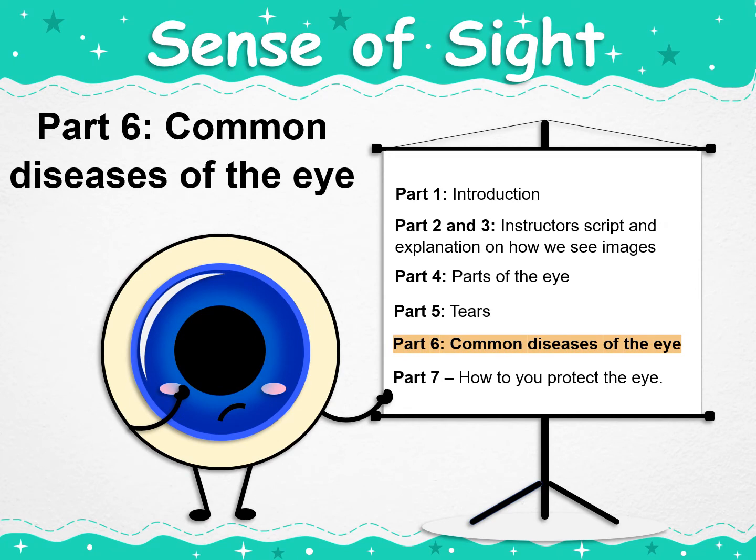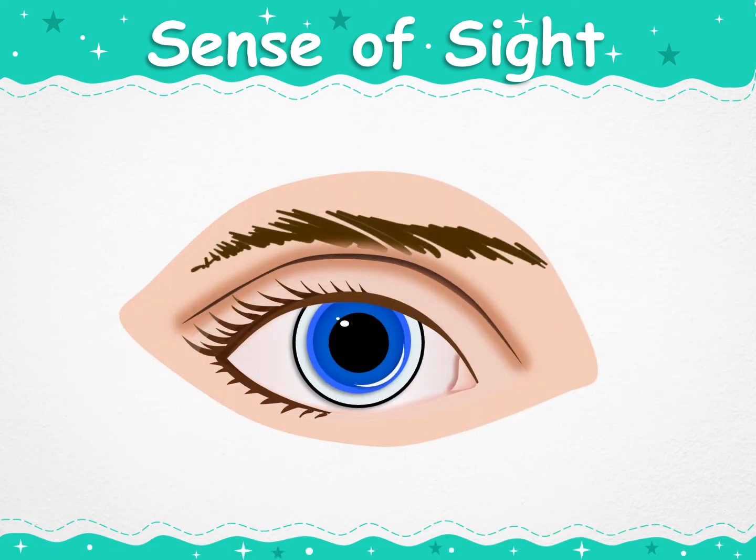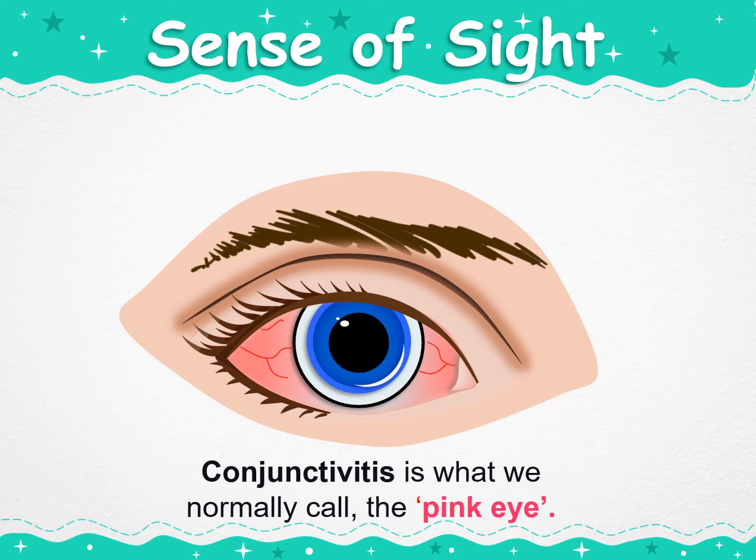Now, we go to part 6. Common diseases of the eye. Conjunctivitis is what we normally call the pink eye. Pink eye or conjunctivitis is an infection or an allergic reaction of the eye. Your eyes will appear reddish and you may have itchiness and a gritty feeling. A discharge can come from the eye that forms a crust at night by drying out. Your eyes will water frequently. If you have this condition, your doctor will recommend an antibiotic eye drop to fight the infection.